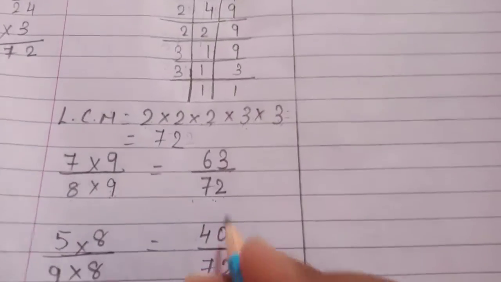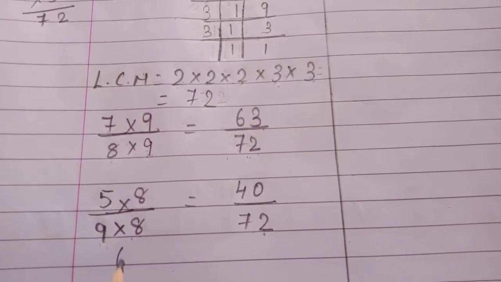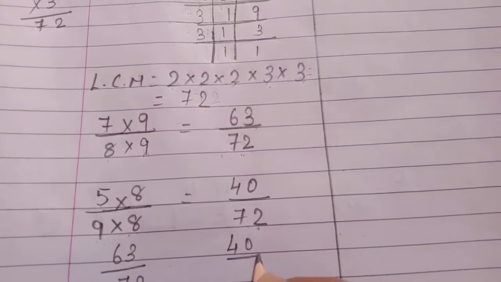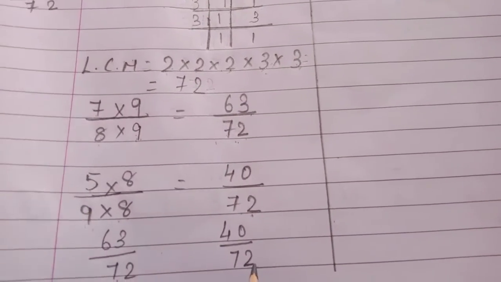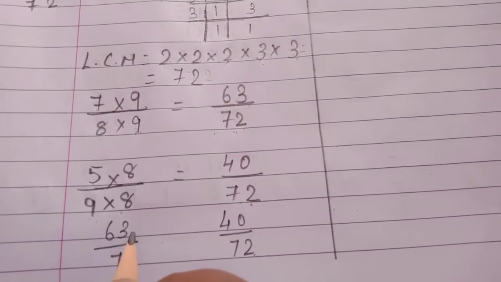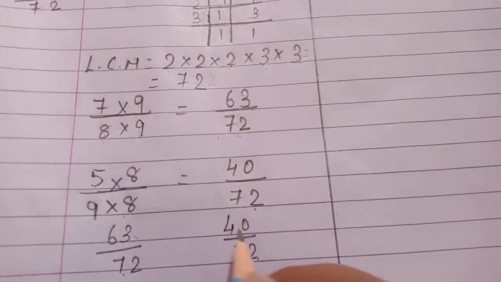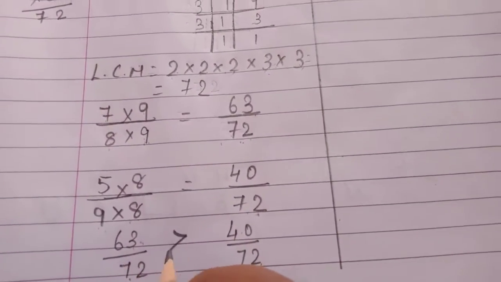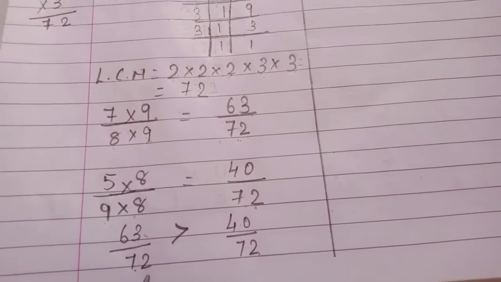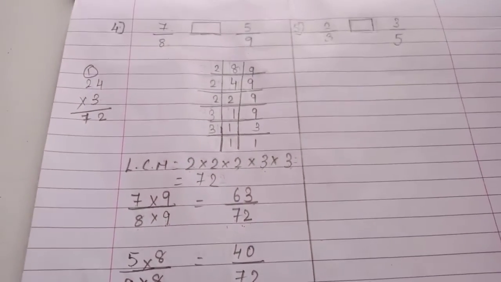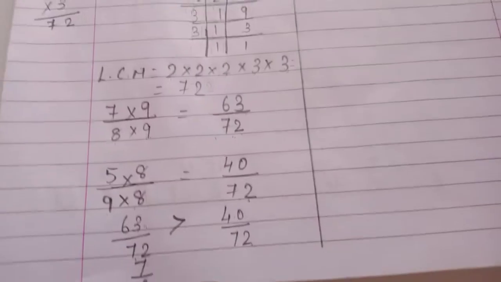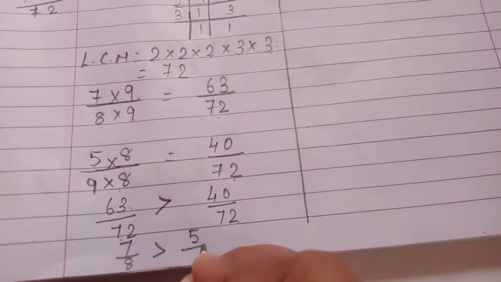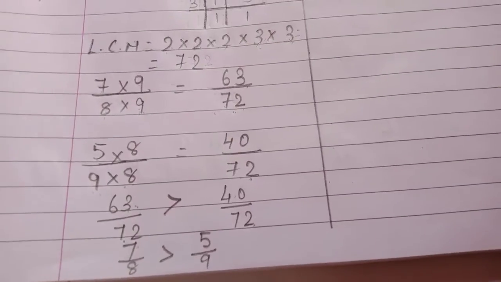Now both the denominators are the same. Now we have to compare 63 upon 72 and 40 upon 72. Both denominators are the same, so we will compare the numerators, 63 and 40. Which one is greater? Yes, 63. So in place of 63 upon 72 we will write 7 upon 8, greater than 5 upon 9. So this is the way we have to compare.